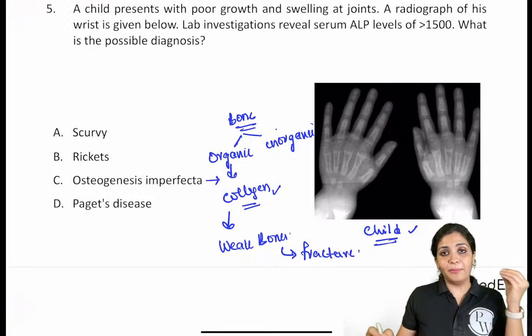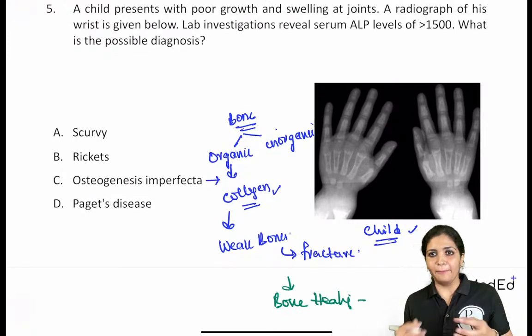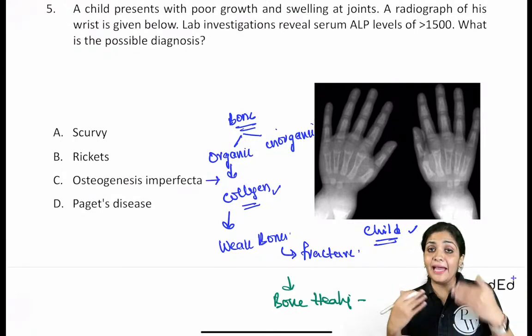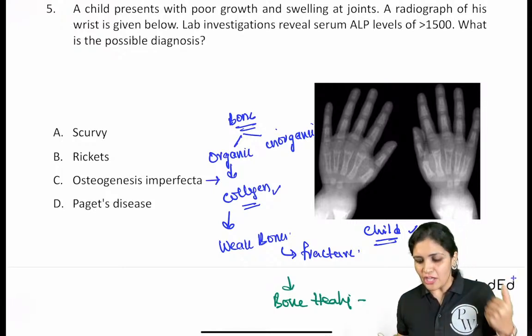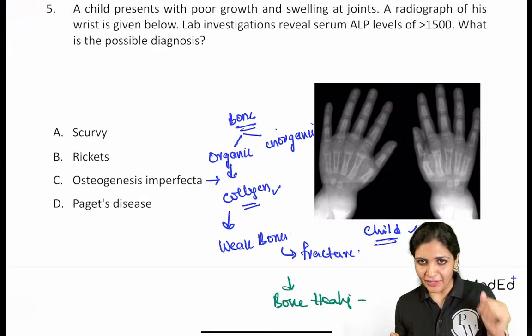But the important thing to remember is that bone healing is normal. The baby will present with multiple fractures, and the healing potential is normal, right? So you can see various stages of bone healing in one particular X-ray. That is about osteogenesis imperfecta.